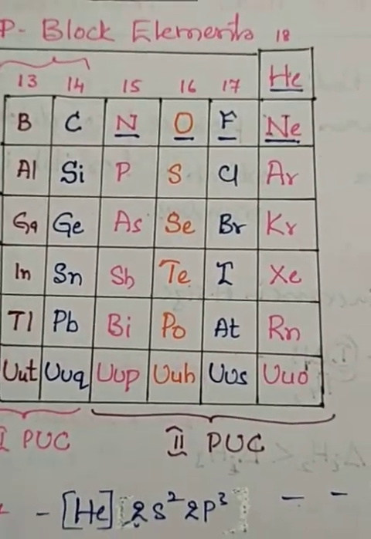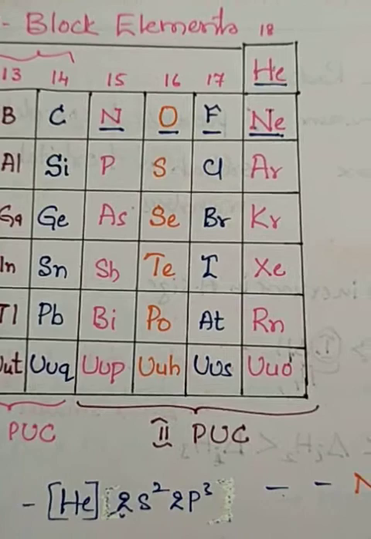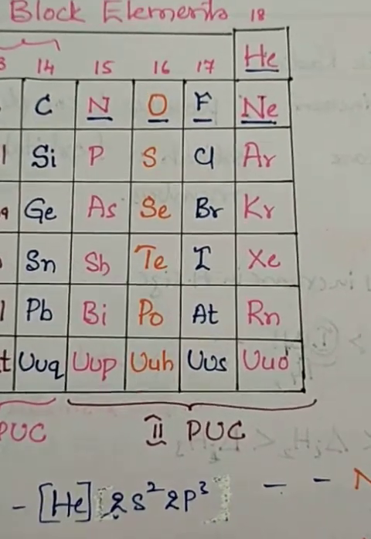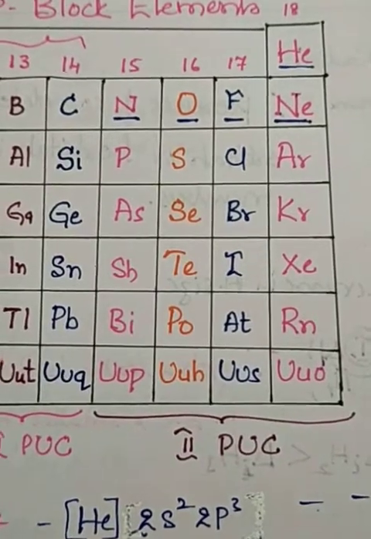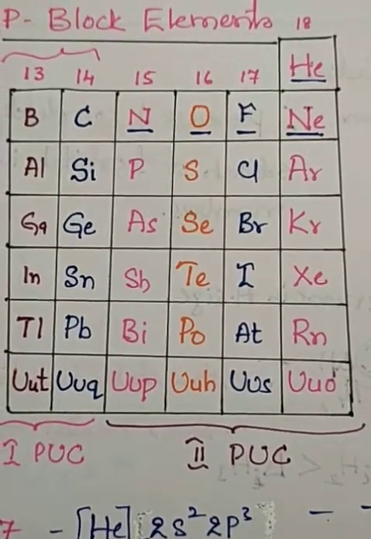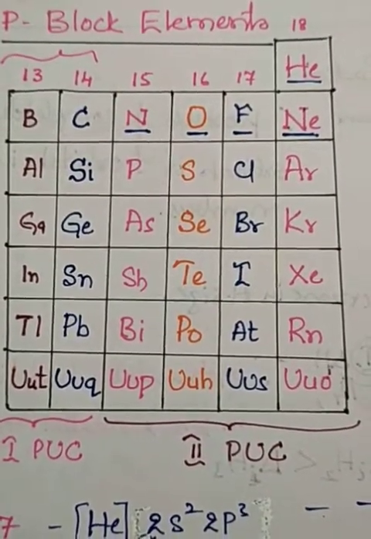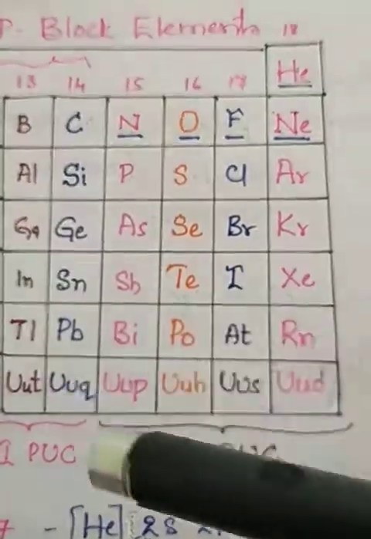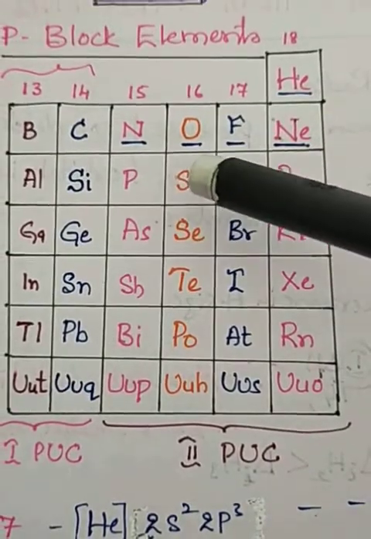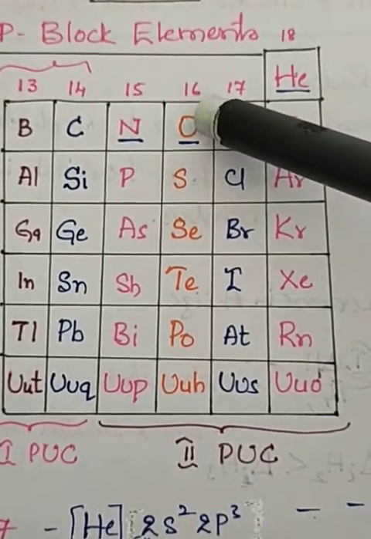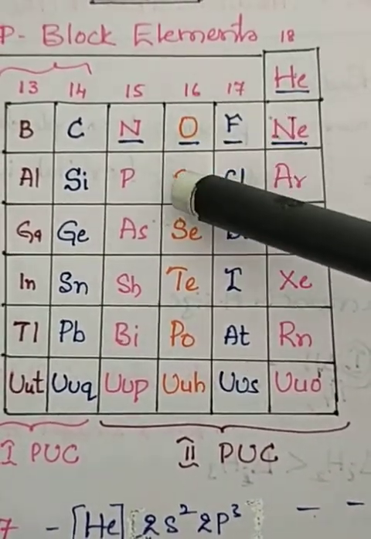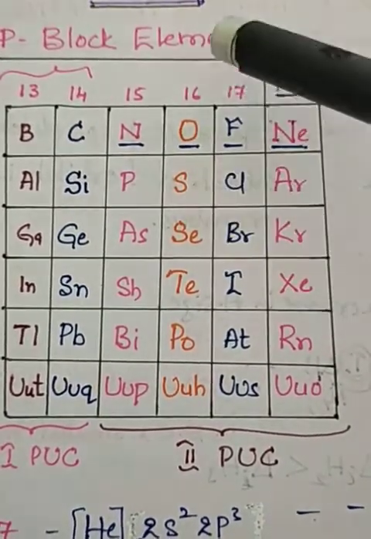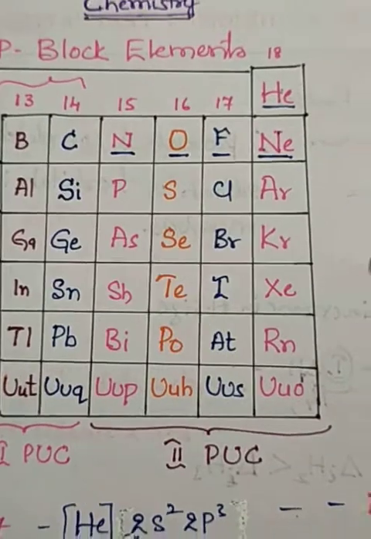Then another one: the king of chemicals. Which is the king of chemicals? Sulfuric acid. Hydrogen, sulfur, oxygen: H2SO4. H2 hydrogen is there, S is there, O is there. Sulfur and oxygen with hydrogen form H2SO4. So the king of chemicals also comes from the 16th group elements.